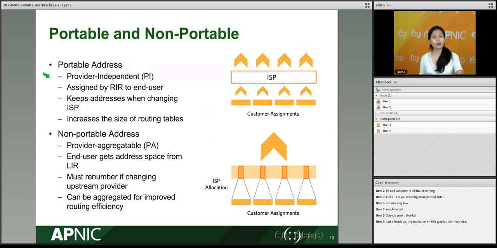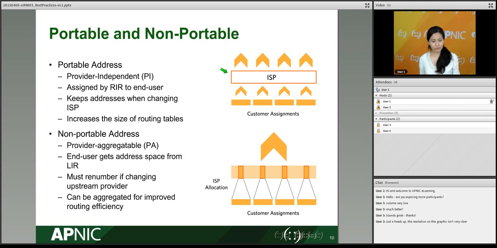Now, the good thing about having a portable address is if you have to change provider, if you're not happy with your current provider and you want to switch to another one, you get to keep using the IP block that has been assigned to you. Because again, you did not request it from your upstream provider. The downside to that is the increase in the routing table size. I've already mentioned that earlier. We said that if you have 100 customers, in this case we only have 4, you end up announcing each of those portable addresses upstream, because they are not aggregatable.